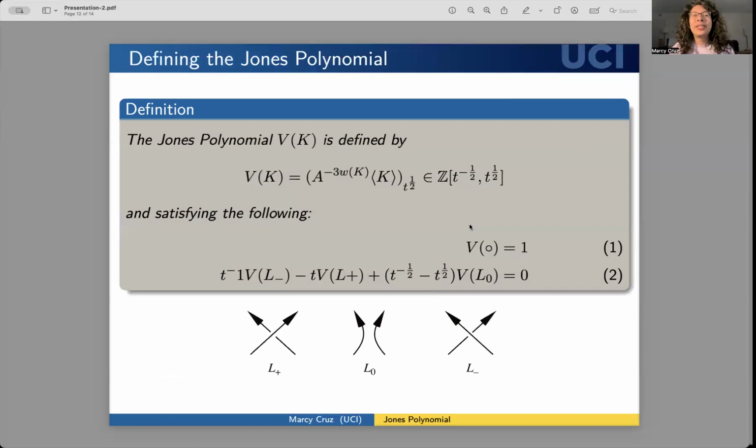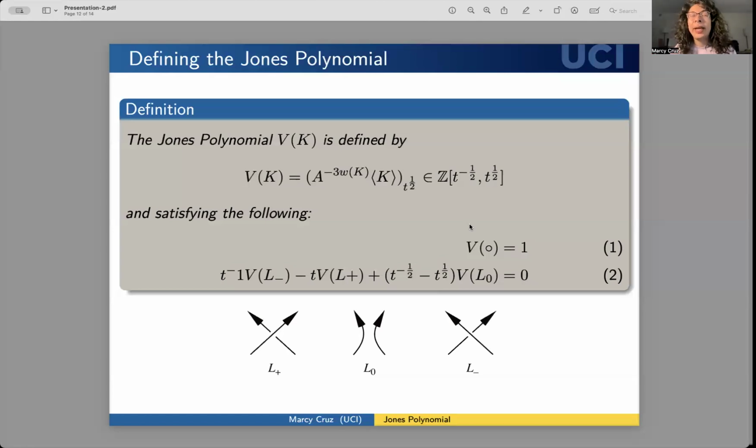Anyways, to define the Jones polynomial, we have the following relation. To begin, the Jones polynomial is a Laurent polynomial, which means it has both negative and positive exponents. And we define it recursively as follows. The Jones polynomial of the unknot is equal to 1.